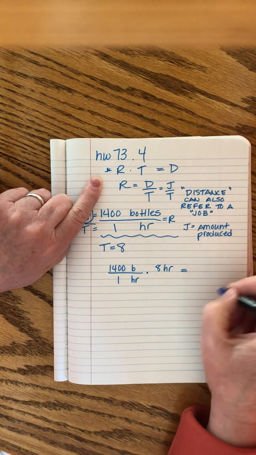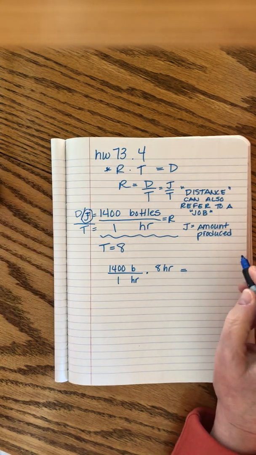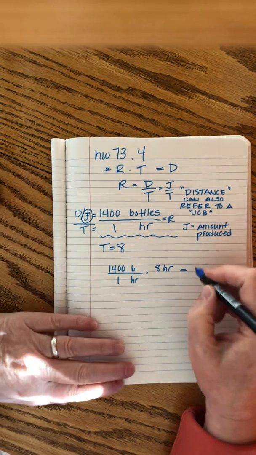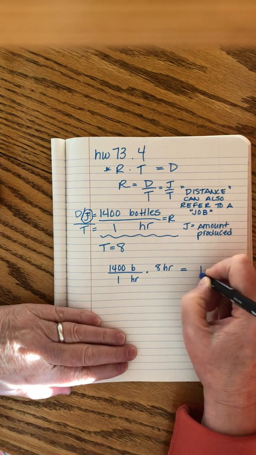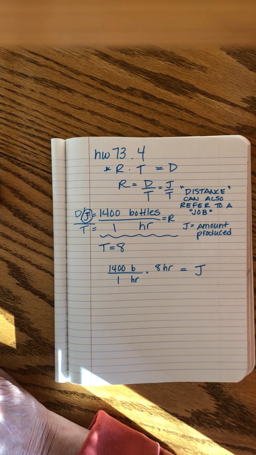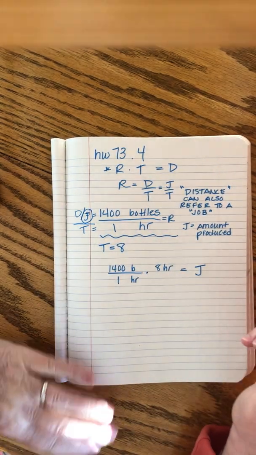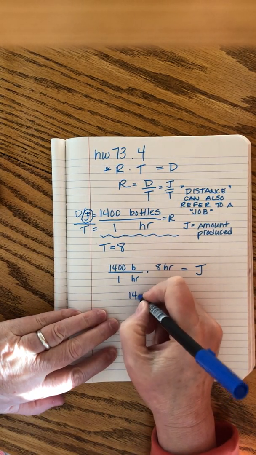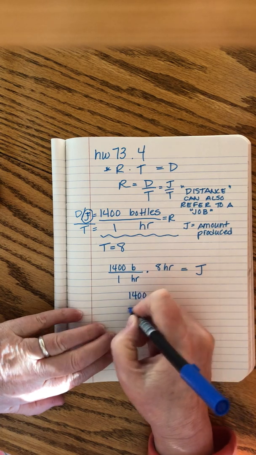Okay, so this answer we want to be in bottles. Let's see. So that will be our job, right? The job equals the amount produced. All right, and you can see all the numbers are on one side. This is fairly simple. All we have to do is take 1,400, multiply it by 8.